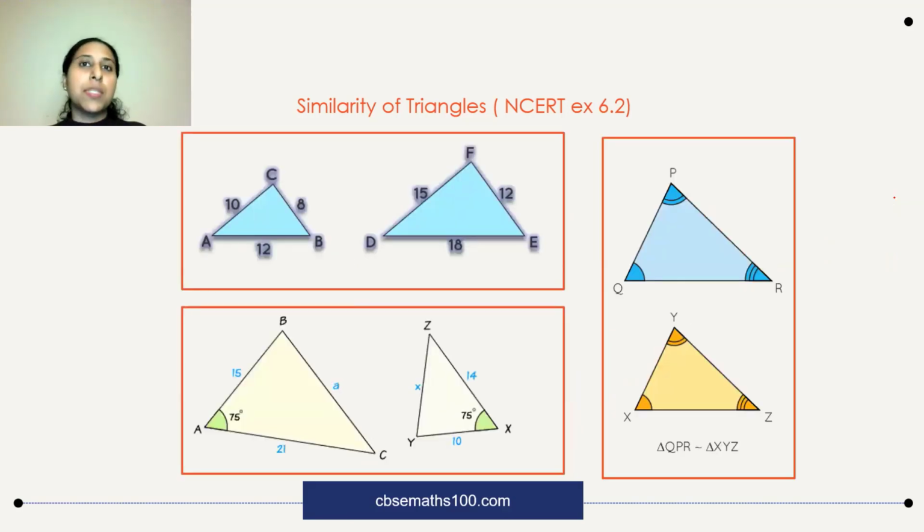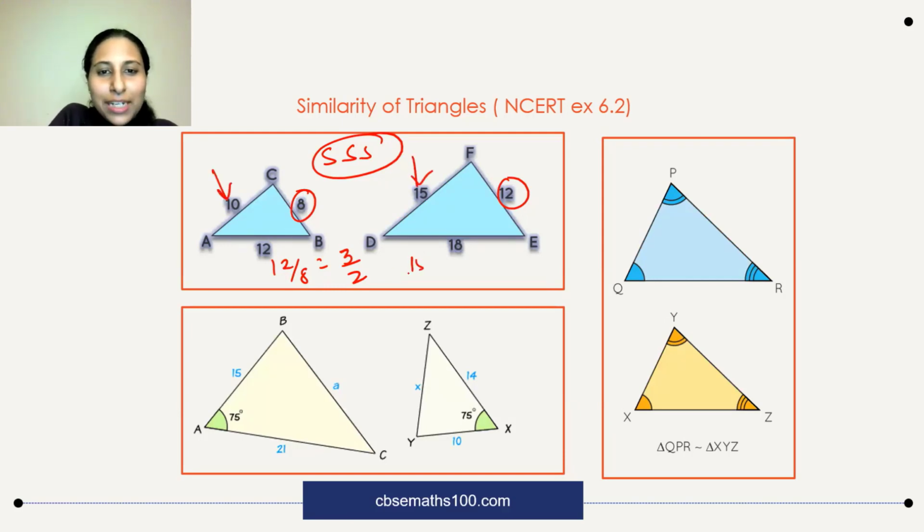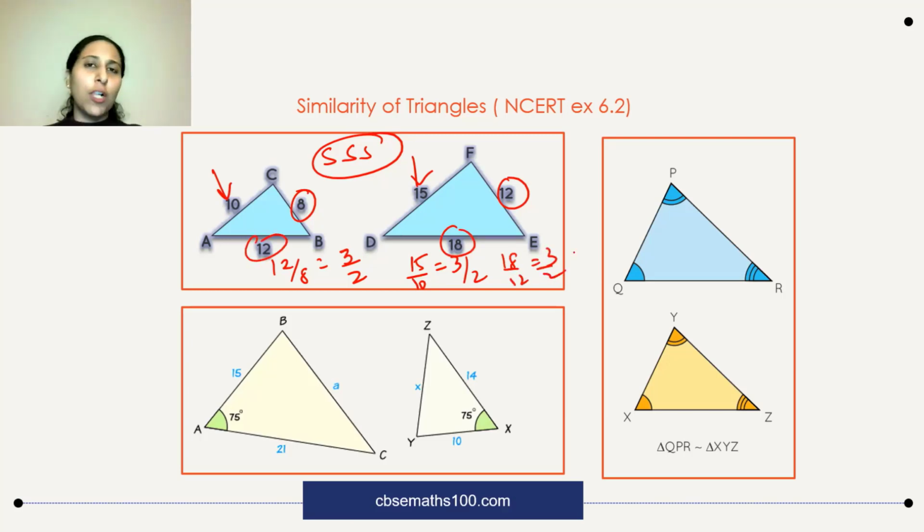What are the conditions of similarity? How can you prove similarity of two triangles? If all the sides are in the same ratio, SSS, that is one condition. When you're checking for similarity using SSS, you look for the smallest side, 8 and 12. You have 12 by 8, which is 3 by 2. And then you look for the medium side, 10 and 15. So 15 by 10 is also 3 by 2. Look at 18 by 12. 18 by 12 is also 3 by 2. So since the ratio of all the sides is the same, we say by SSS similarity, these are similar.